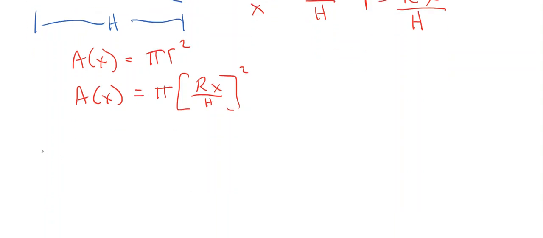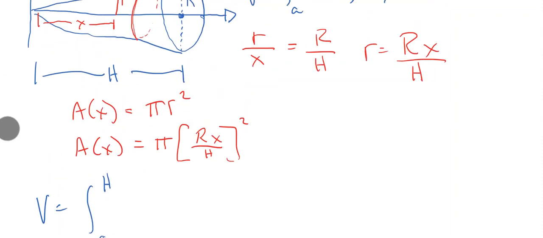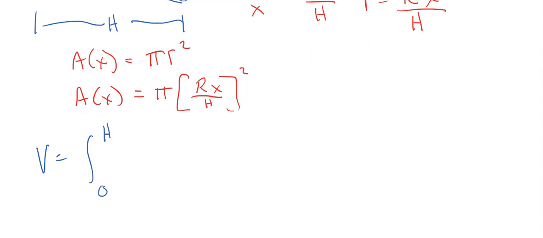And so the integral for volume will be from 0 to h. Those are our bounds of integration. The cone extends from 0 to h along the x-axis. And we have our cross-sectional area is pi times capital R x over capital H, squared, dx.